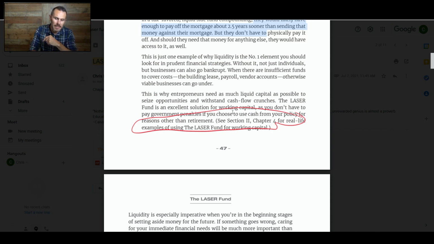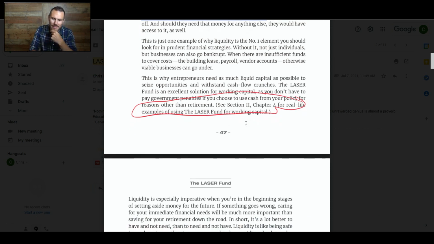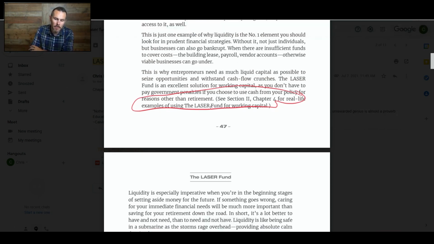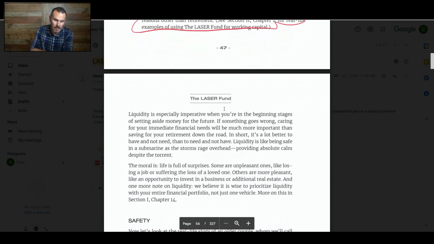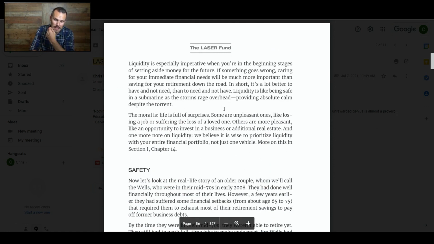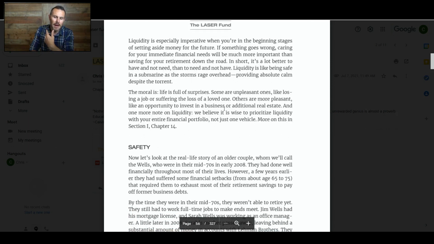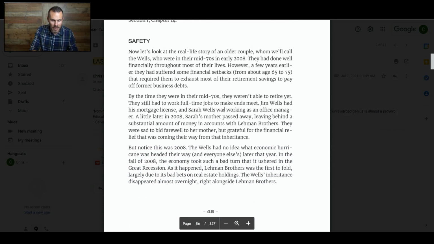So here's the deal. I've got this circled in red, and I have to figure out why. I read this chapter like a week ago, and now I'm circling back to it. But oh yeah, he's saying you don't have to pay the government any penalties if you choose to cash out your policy earlier. A laser fund, which is ultimately a properly structured IUL as he's saying, gives you benefits, and you can cash it out or borrow against it. There are a lot of ways to access the capital without having tax ramifications.